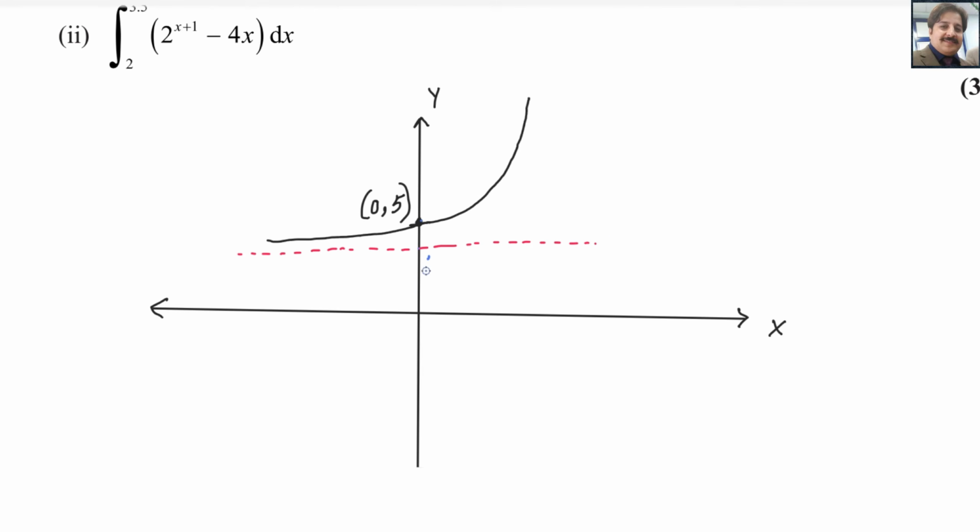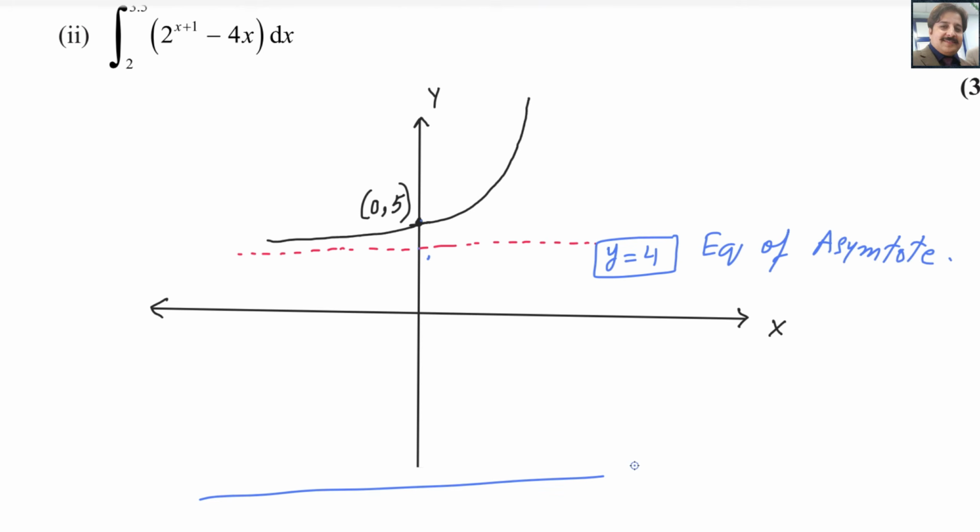In the standard graph it is 0 and 1, but here there is a transformation, so it will be 4 here, because the line of the asymptote moves 4 units up. y equals 4 is the equation of the asymptote. You have to mention this one in the graph, the equation of the asymptote. So this is all about the sketch. You have to write the equation of the asymptote and the point of intersection along the y-axis. First part is done.